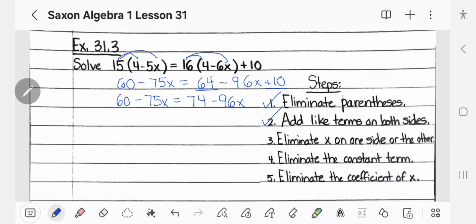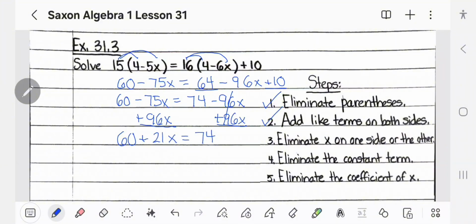Eliminate the x on one side or the other. We can add 75x to both sides or add 96x to both sides. Let's add the 96x. Either way would work. So I have here the 60. This is going to be positive because the 96 has a larger absolute value. 96 minus 75 would be 21.